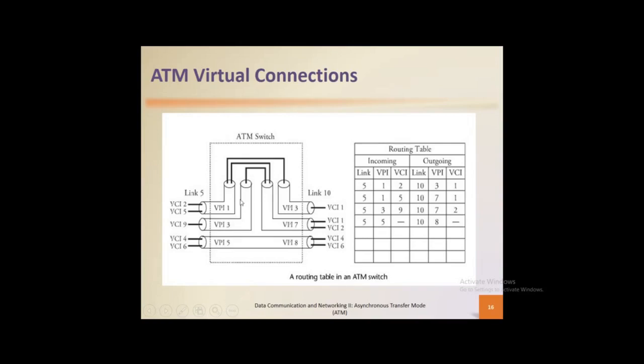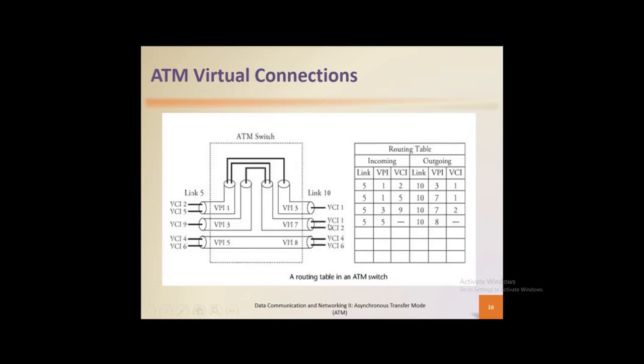Now, within the incoming, virtual channels for path 1, we had channels 2 and 5. So path 1: 2 and 5. For path 3, we only have channel 9. And then for path 5, we're supposed to have 4 and 6, but I'll get to why it's a dash here. Okay, now let's look at the outgoing.